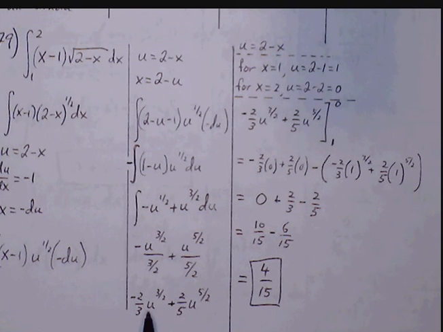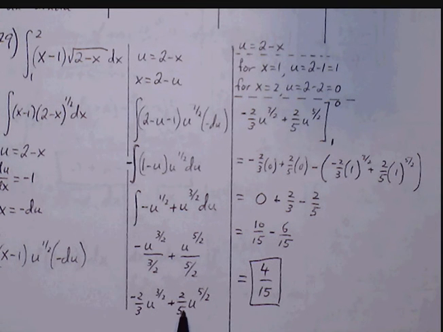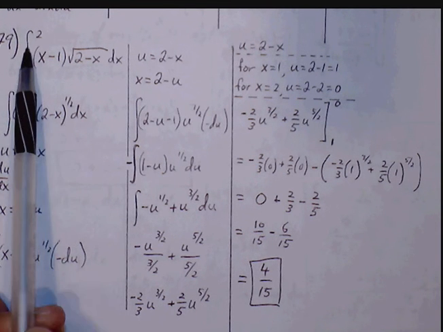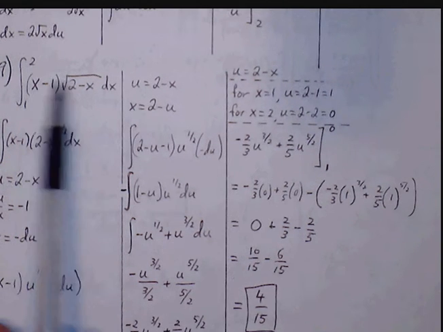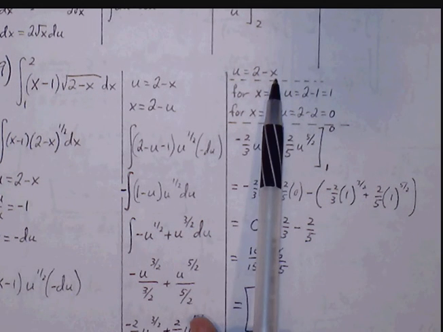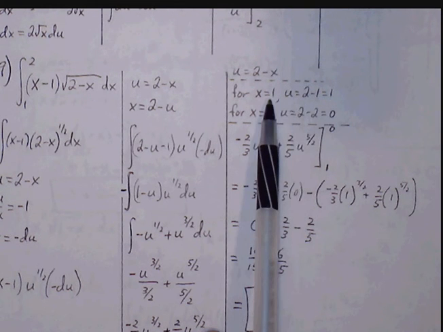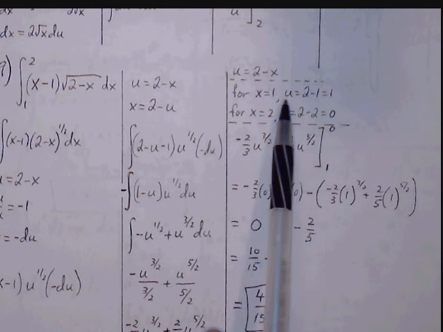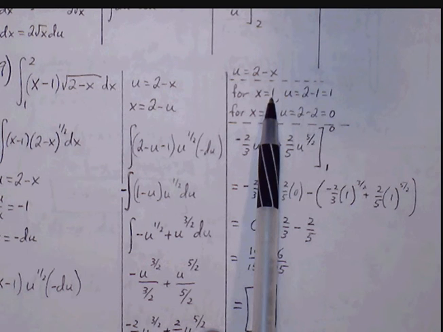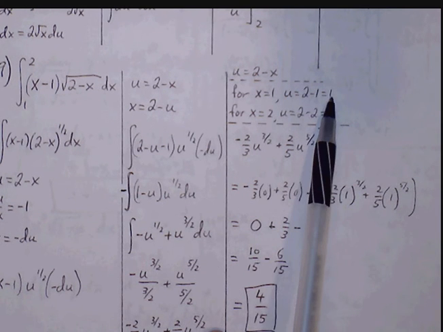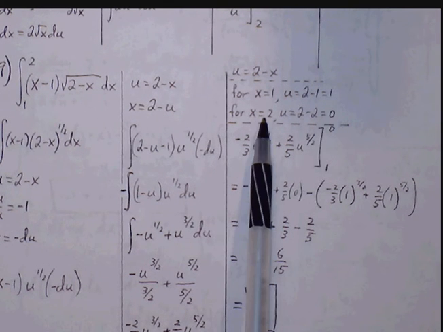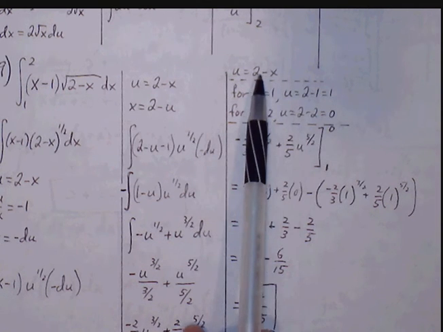So now we have our antiderivative, but we have to find our new lower and upper bounds so that we can evaluate to find the definite integral. Our assignment is u equal to 2 minus x, so for x equals 1, we're going to plug 1 in for x, so 2 minus 1 is 1. So our lower bound did not change. Our lower bound started at 1 and it ends at 1 as well. For x equals 2, we plug 2 in for x, so we get 2 minus 2, which is 0.